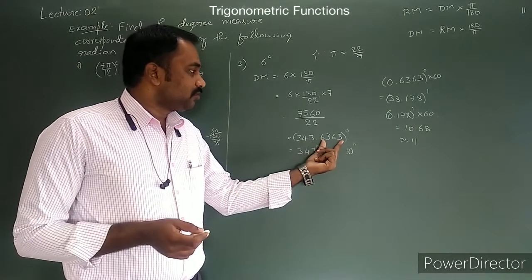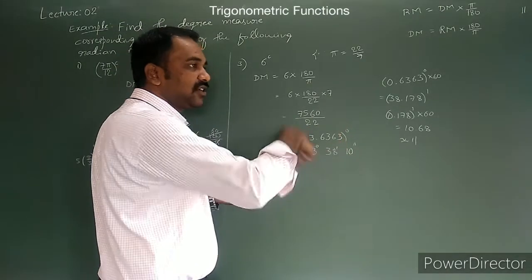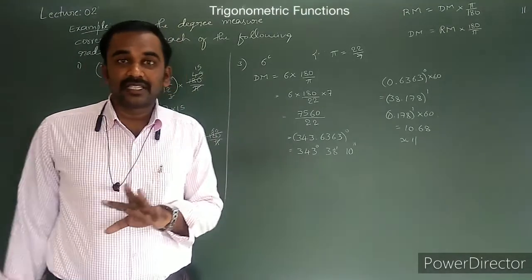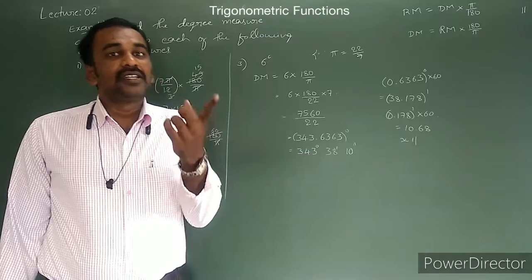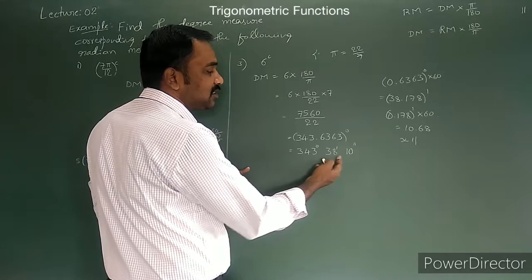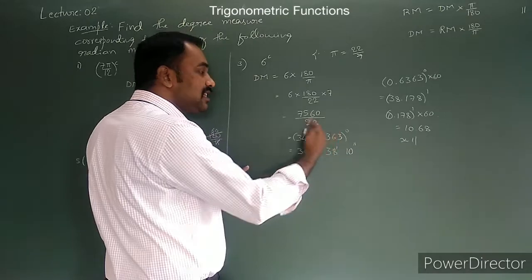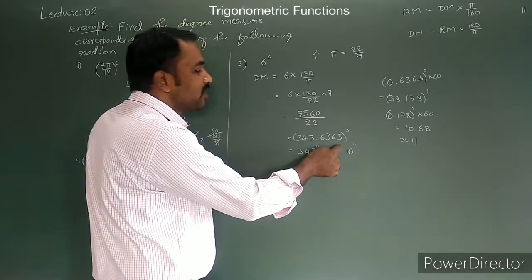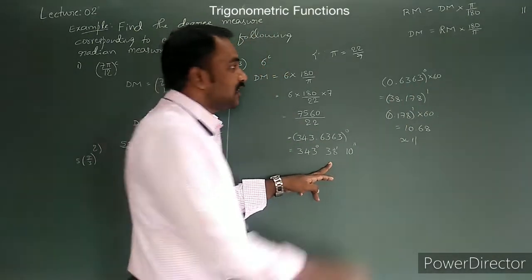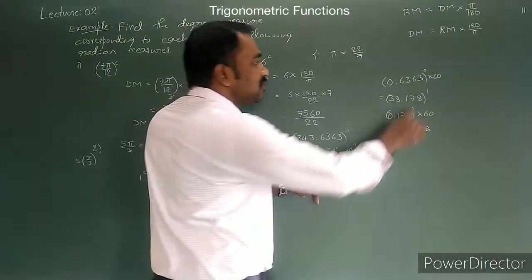The point is that this 0.6363 is converted into minutes. Degree is converted into a minute, because 1 degree is divided into 60 equal parts. Each part is said to be 1 minute. So that is the reason I converted it into minutes. 0.6363 degree is converted into 38 minutes. How does it convert? Multiply this decimal value by 60. If you multiply by 60, 38.178. This is in terms of minute.